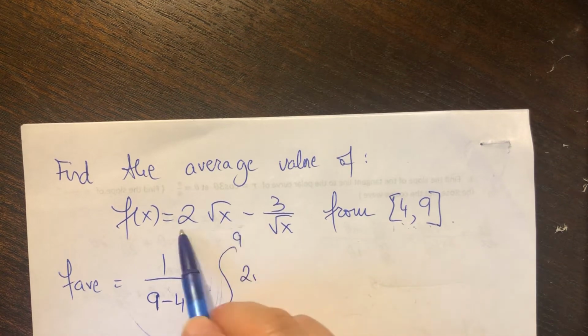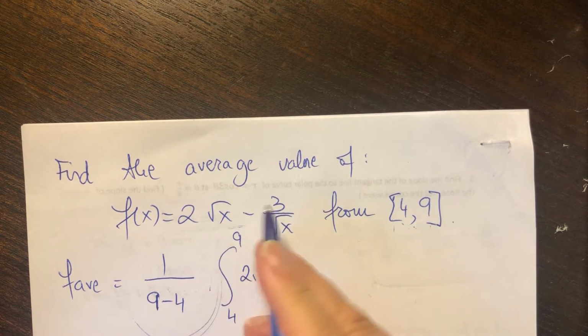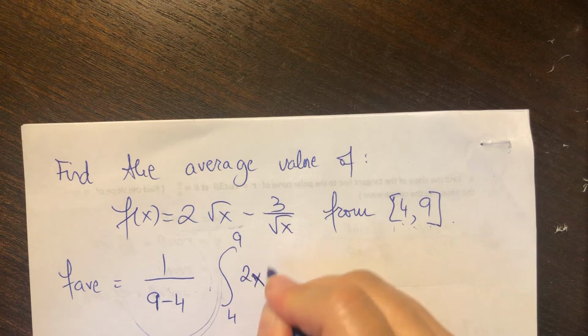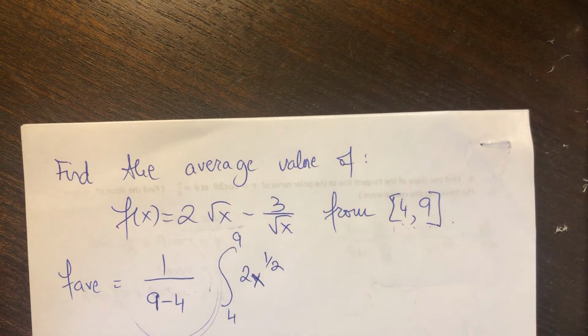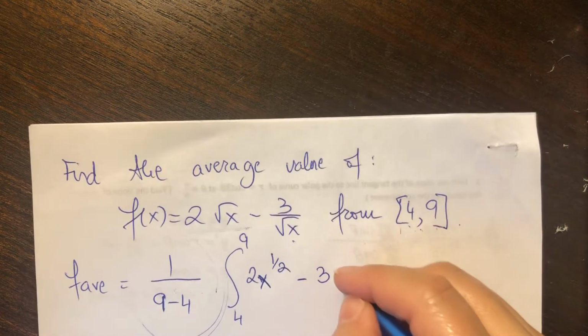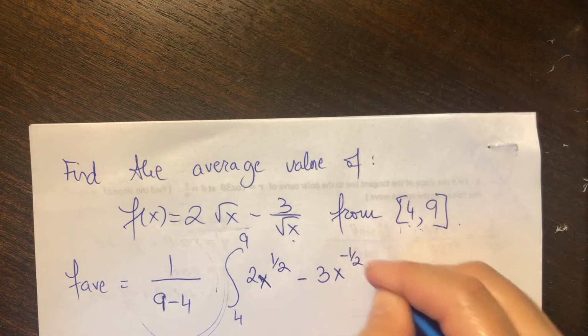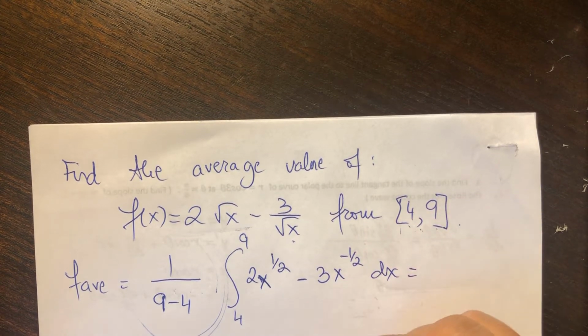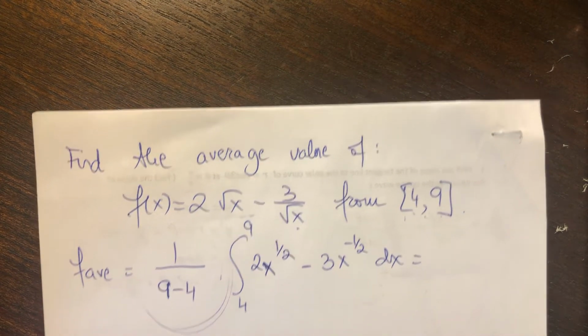Now, I stopped right here because I want to save some time. What else should I be doing with these in order to properly take the antiderivatives? I'm just going to change the radicals into exponents. So that's a 2x to the 1/2 minus 3. This is on the bottom, so that's why it's an x to a negative 1/2. Okay, dx. Okay. So now it's just computation.